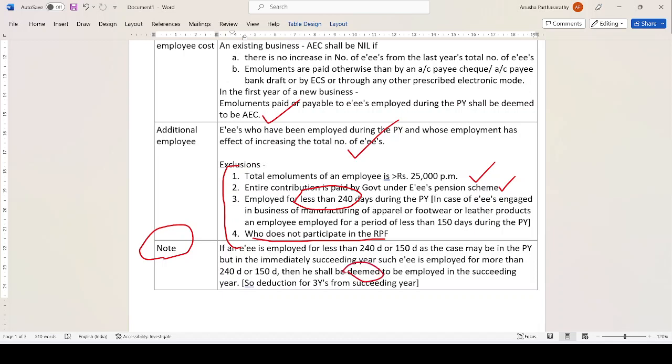I shall be deemed to be employed in the succeeding year. So the reduction will be for 3 years from the succeeding year. So I have been employed in the previous year, 21-22, but for only 50 days, less than 150 days. So for 21-22, I will not be getting any reduction. From 22-23, 23-24, 24-25, I will be getting the reduction. So 3 years from the succeeding year.